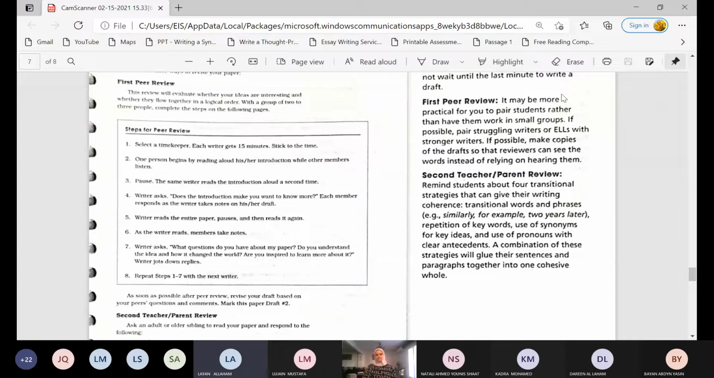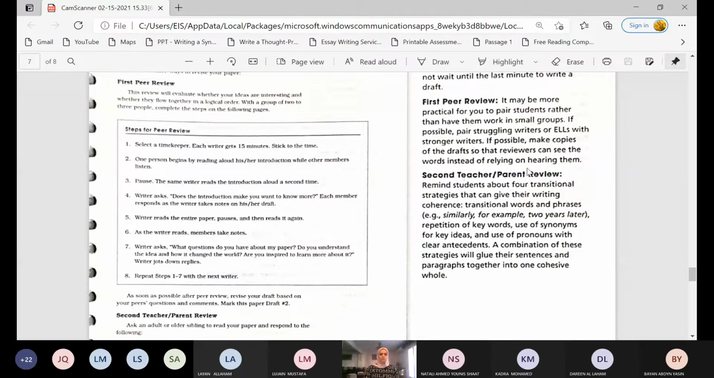It may be more practical for you to pair students rather than have them work in small groups. If possible, pair struggling writers with ELLs or ELLs with strong writers. If possible, make copies of the drafts so that the reviewers can see the words instead of relying on hearing them. So this would have been perfect if you were in class working in groups, and each one of the group stands and reads her research paper and then you tell her what you think of it. Okay, thank you. Then we move to the second page.